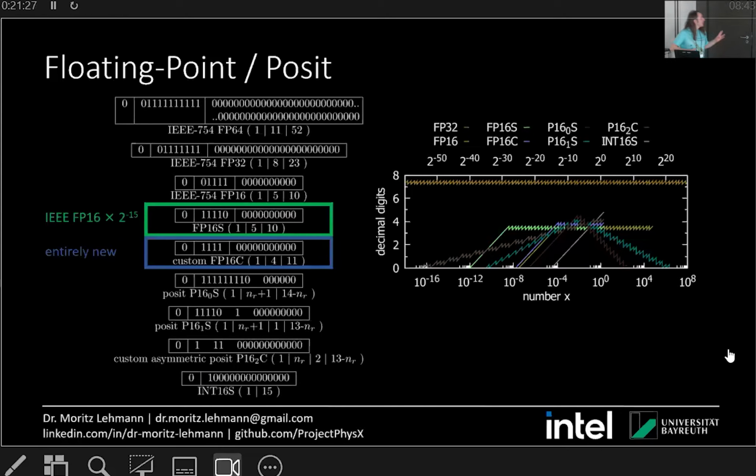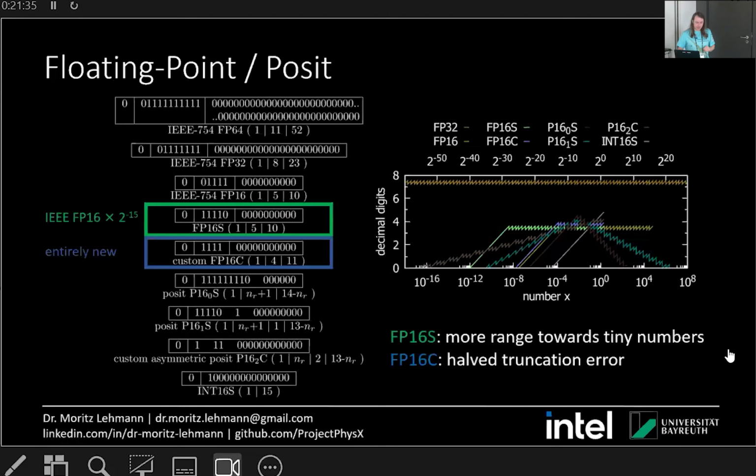But here we are only concerned about the shifted FP16 and the custom FP16 formats. They both work best for lattice Boltzmann. So in the shifted format, you have more range towards tiny numbers, and in the custom format, you have halved truncation error.